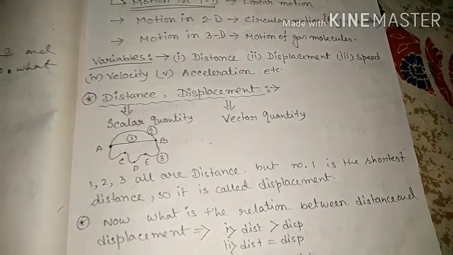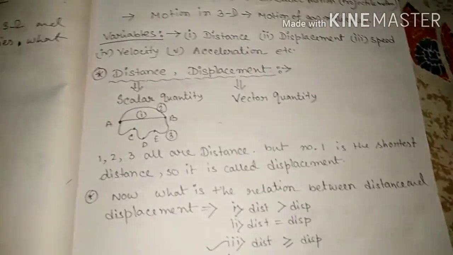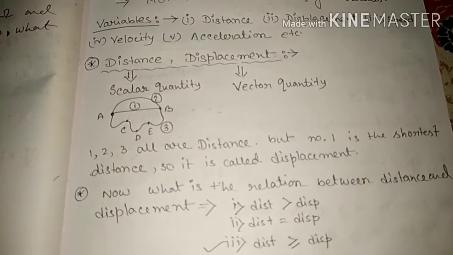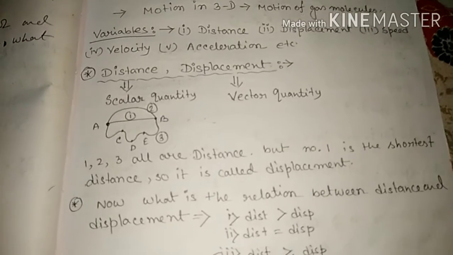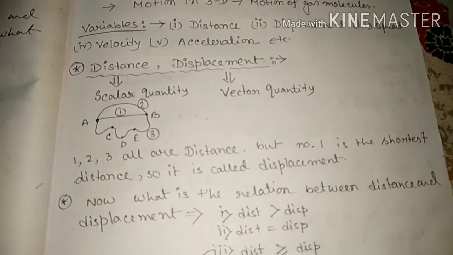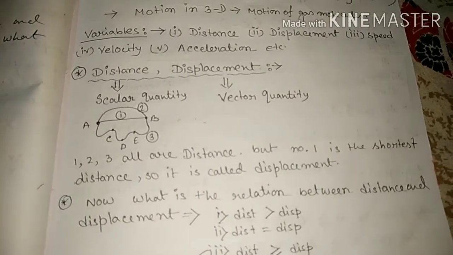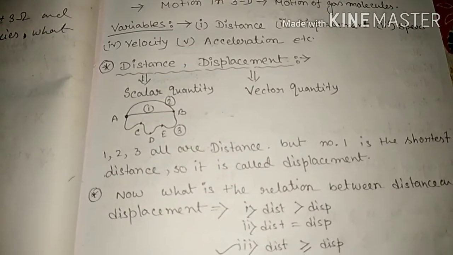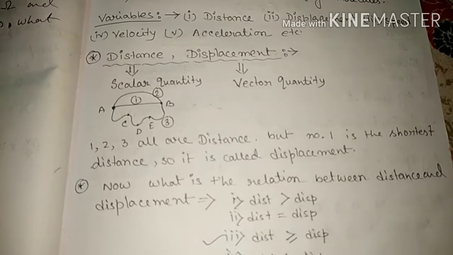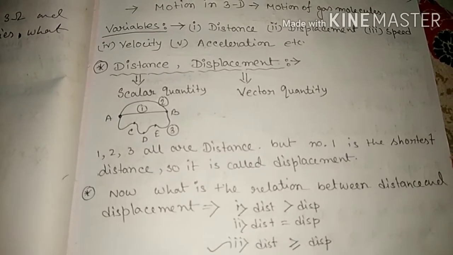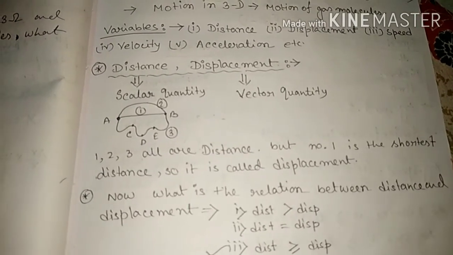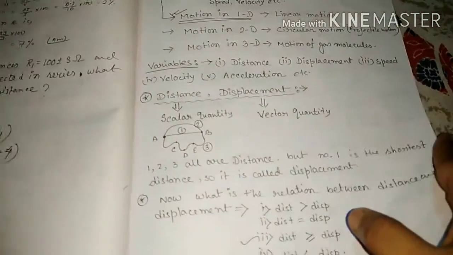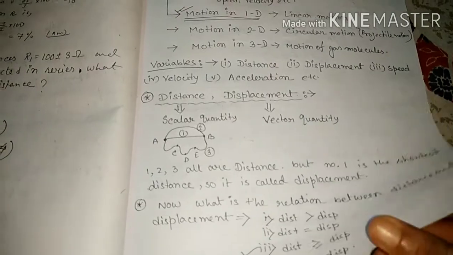So from this example, we see that distance is always greater than displacement, and when the object moves in a straight line, only at that time distance equals displacement. So what is the relation between distance and displacement? Distance is always greater than or equal to displacement. Clear? Now let's take one example, then you will understand it.